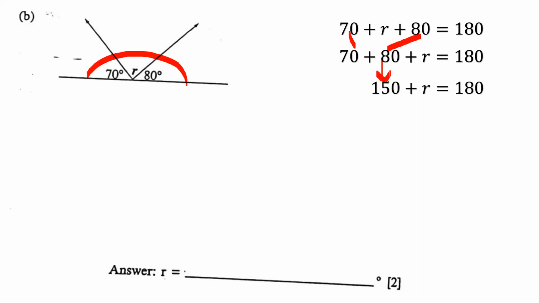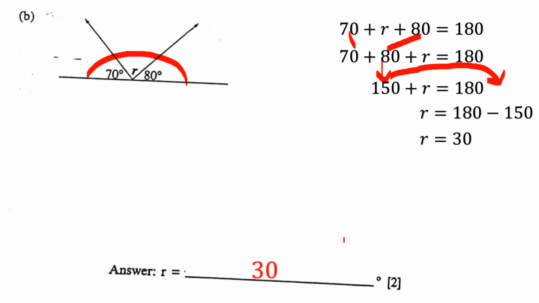So that's 150 right there, plus R equals 180. And we still need to figure out what R is. So what I'm going to do is send this 150 over the equal sign. That's going to be a subtraction because it was positive. Now we're going to subtract it. So that means R is going to be equal to 180 minus 150, which means that R is equal to 30. And so the answer here is 30.